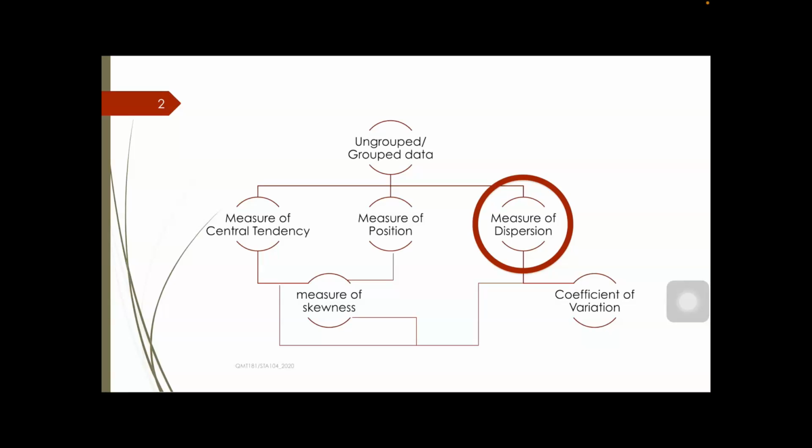Now we move on to the last topic on numerical descriptive measures, which is measure of dispersion. If we use measure of dispersion together with the mean from measure of central tendency, we can find the coefficient of variation. At the same time, we can also find information on the skewness of the data using measure of dispersion and measure of central tendency. In this topic, you need to know how to use a scientific calculator to find your standard deviation for both grouped and ungrouped data.